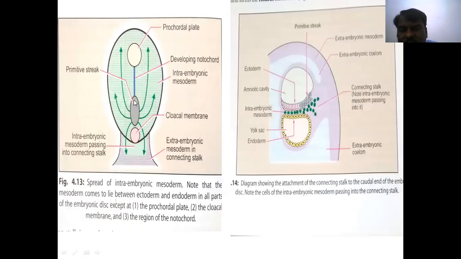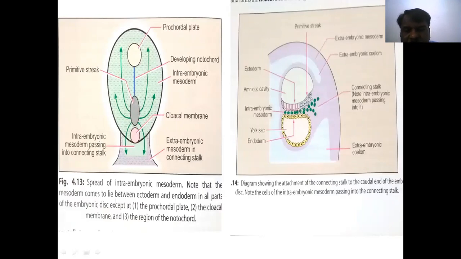This is called the primitive streak. Where it is present, that is the primitive streak. From the primitive streak develops the notochord. The notochord is present between the procaudal plate and the primitive streak. This third layer formation is known as gastrulation. Remember this. What is gastrulation?